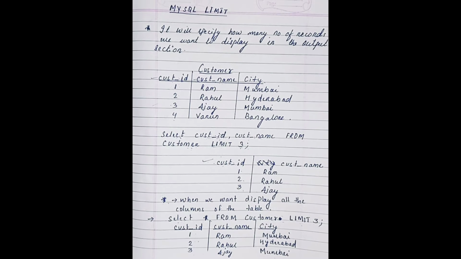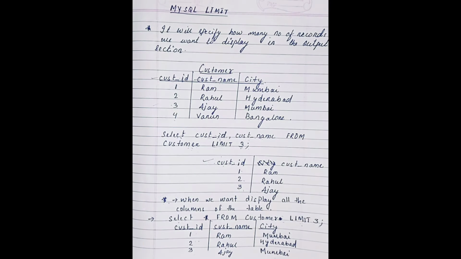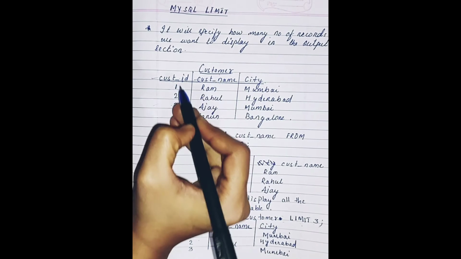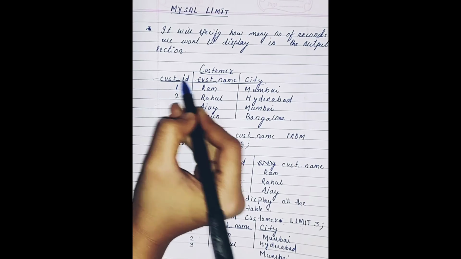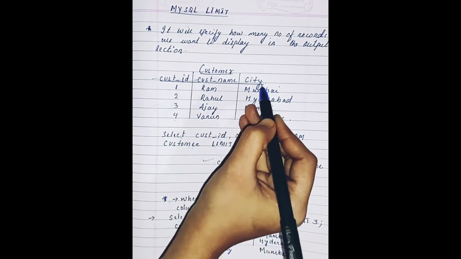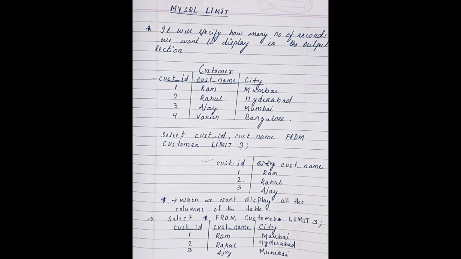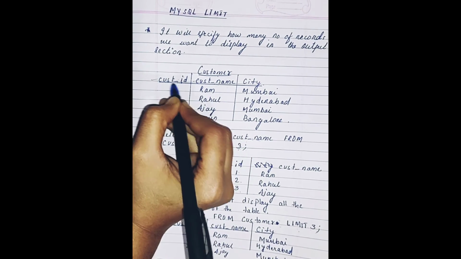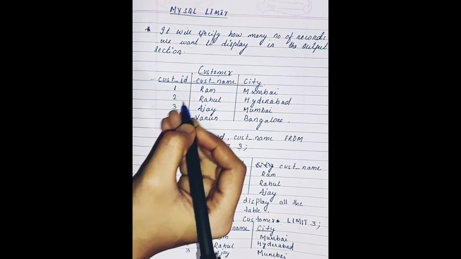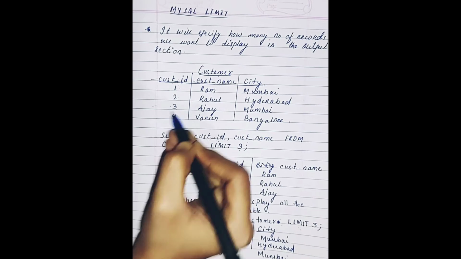Now we will discuss MySQL LIMIT. Limit will basically specify how many records we want to display in the output section. For example, there is one table named customer, having different column names like cust_ID, cust_name and city. Here we want to display these two columns, the cust_ID column and cust_name column, and we want to display only the first three records.